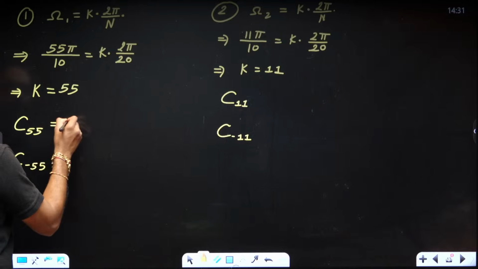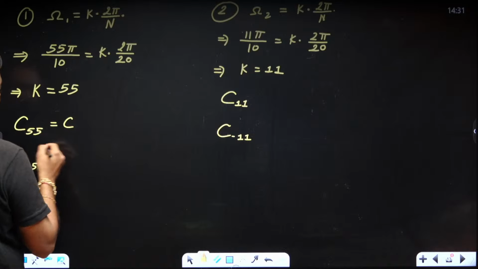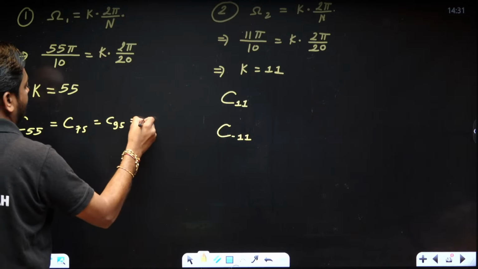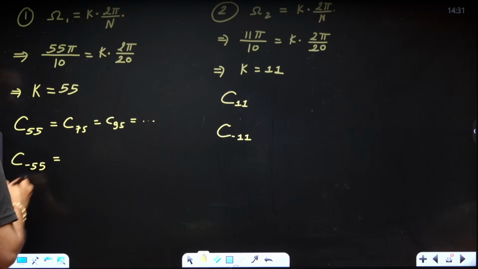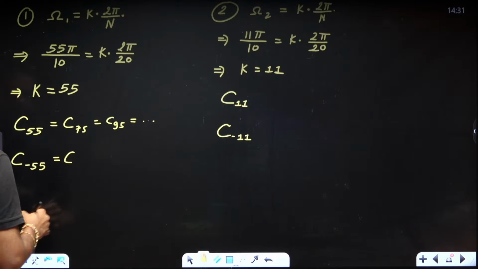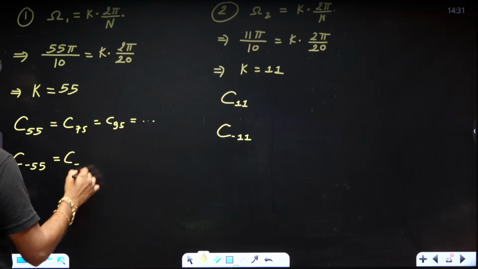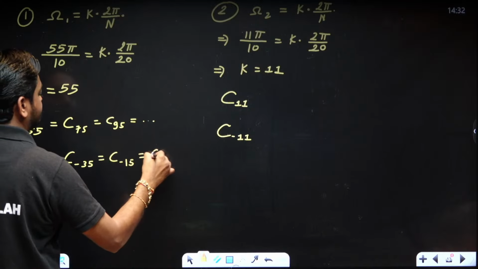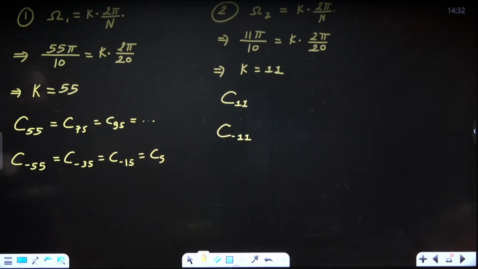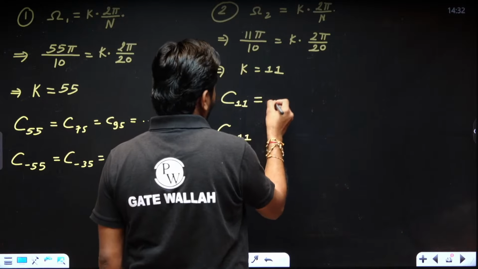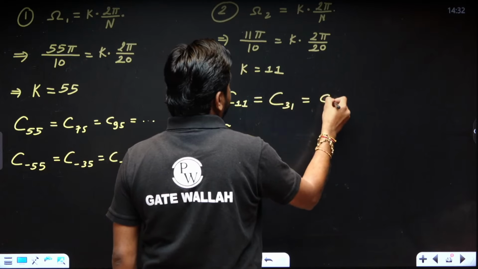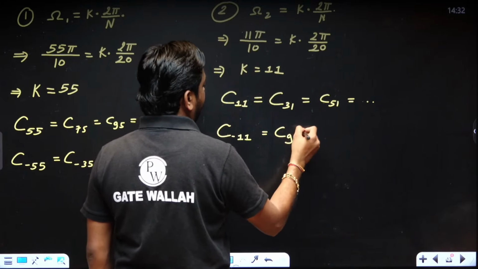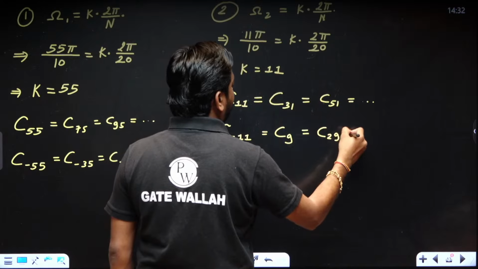So what is this equal to? If you add 20, then you will get C75, then again C95 and so on. Going the other way, C minus 35, then C minus 15, then C5 and so on. If you add 20 here, then C31, then C51, and so on. You can add 20 here, so C9, again add 20, C29, and so on.